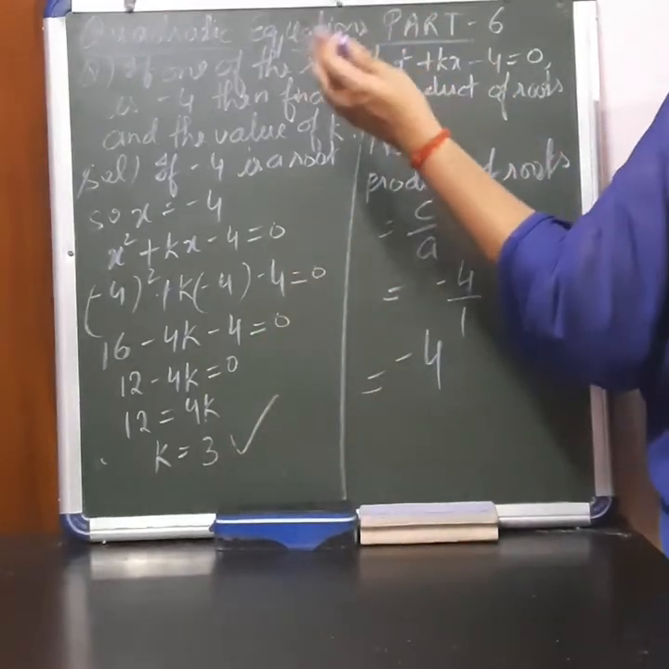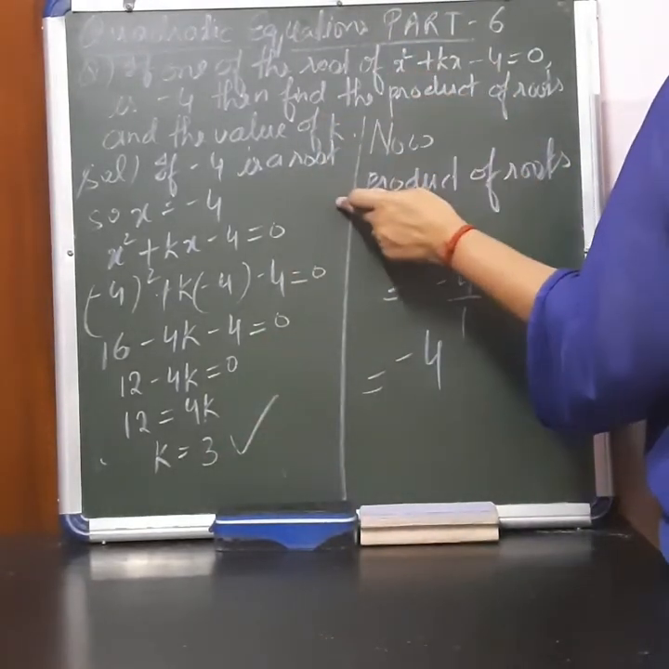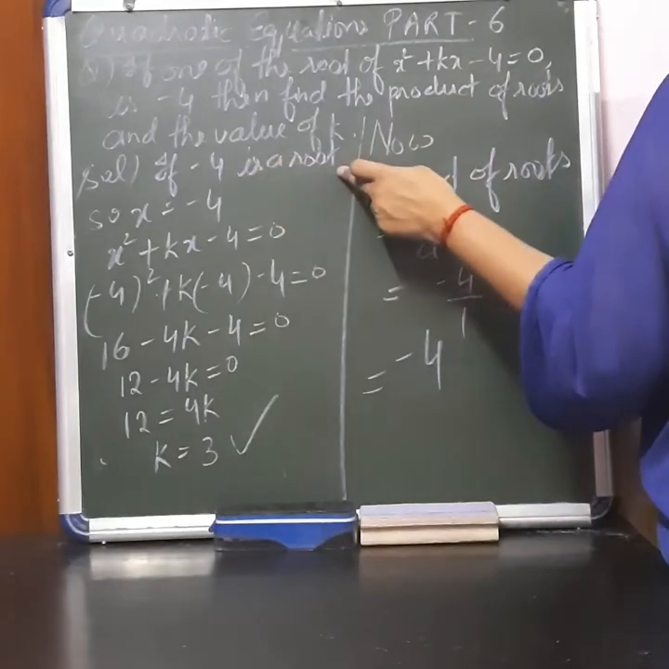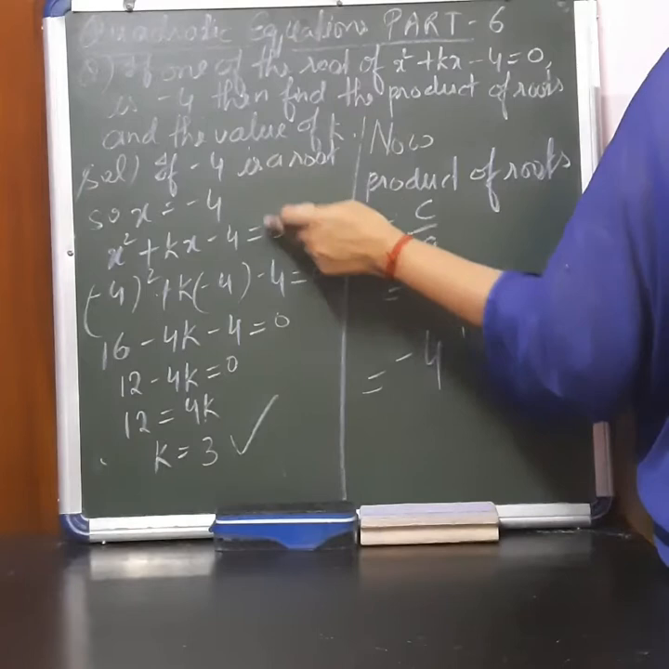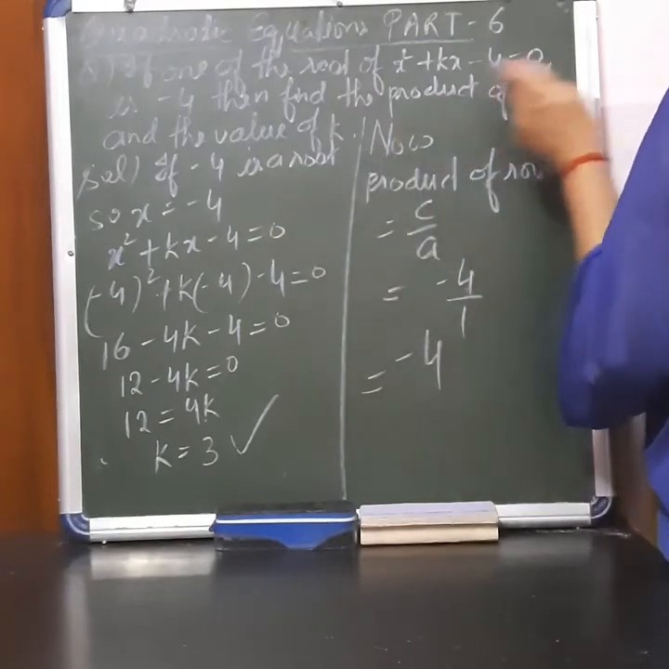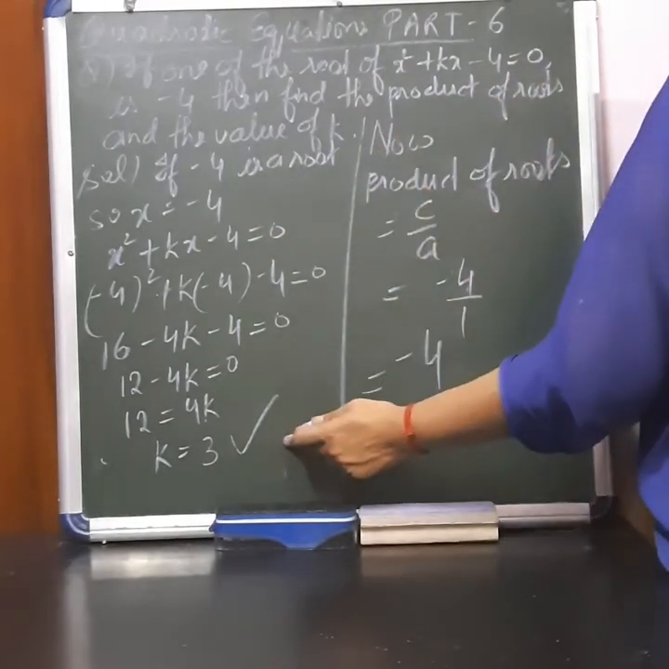So according to the question, one root is given. It means we can take x is equal to minus 4. You put this value in the given equation and find out the value of k.